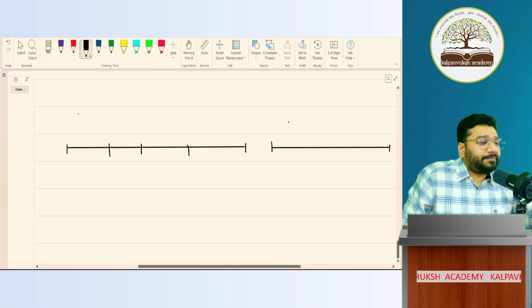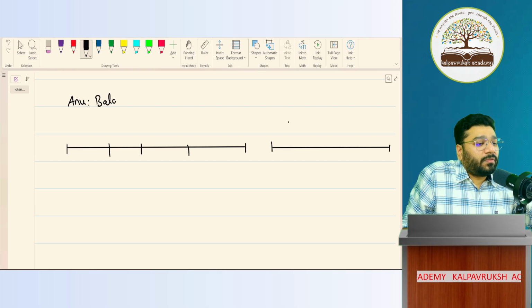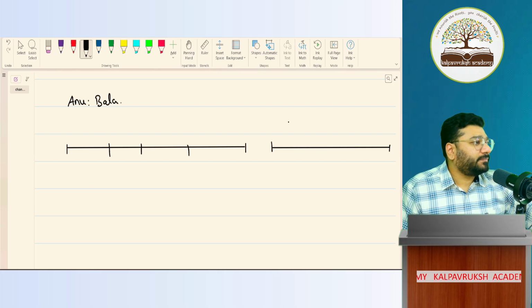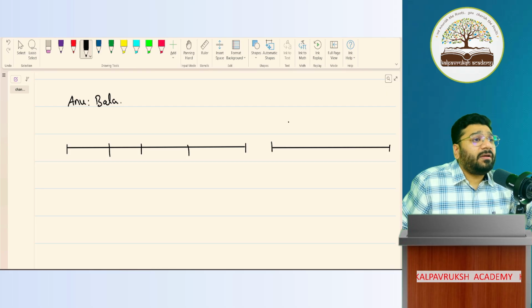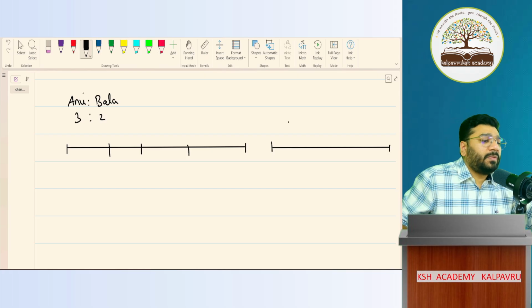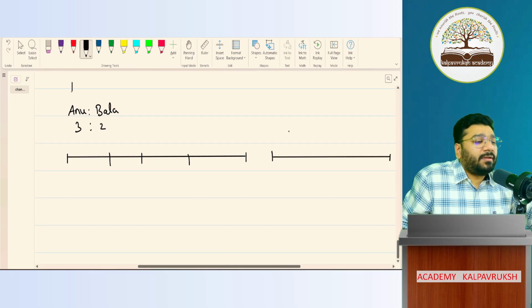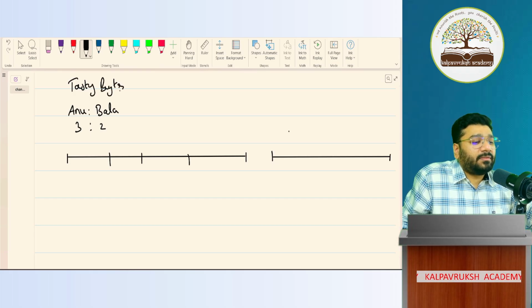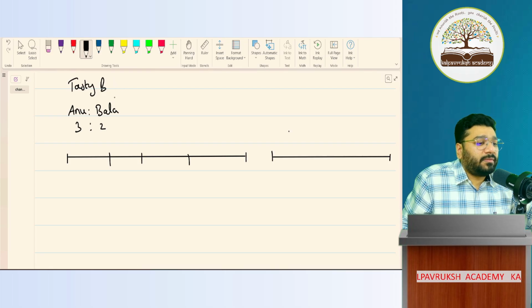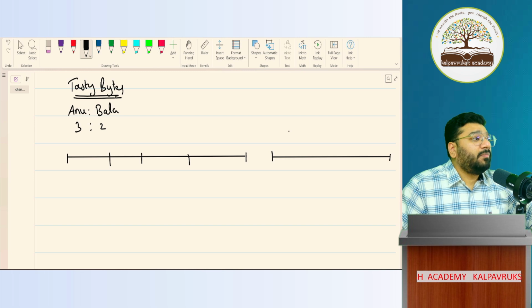Anu and Bala were doing a business in the past when their profit sharing ratio was 3:2. The name of this business is Tasty Bites. But here, there is no Annapurna. Annapurna is not acquiring the business.